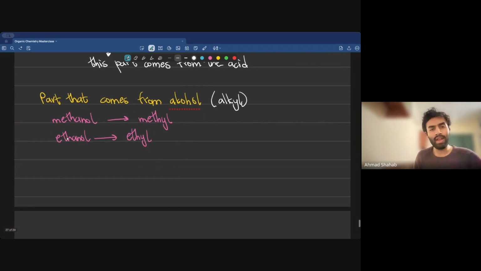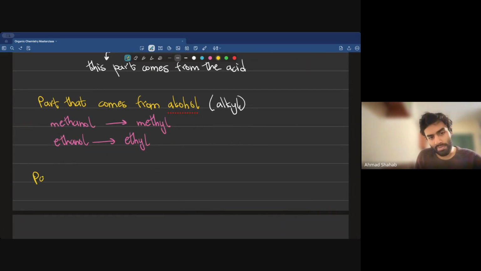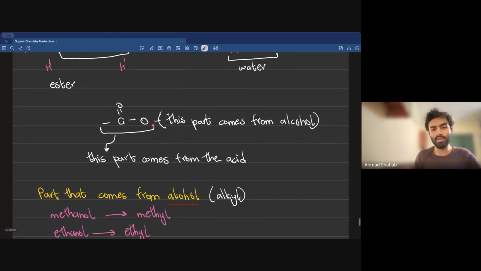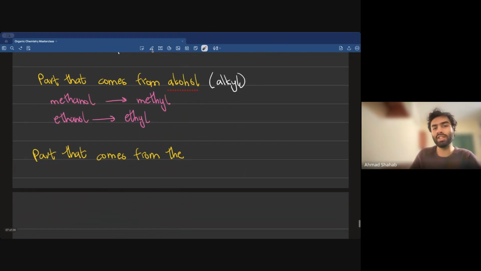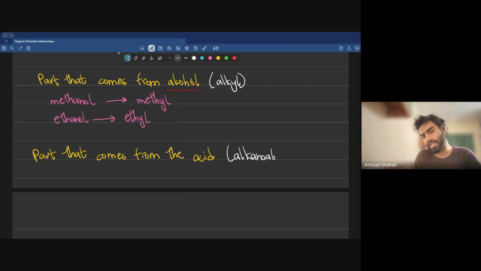All right. So now comes the point. Now comes the part that comes from the acid. The part that comes from the acid. So that is essentially everything, including carbon double bonded with an oxygen and also single bonded with an oxygen, and anything before this. Right, this is the part that came from the acid. We refer to it as alkanoate, right? I'll explain to you how this ties to everything we just established in terms of examples. So you see, this is alkanoate.